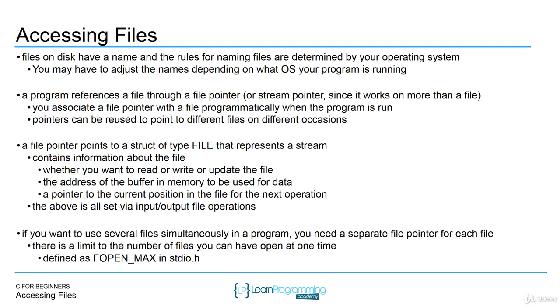If you want to use several files simultaneously in your program, you have to create a separate file pointer for each file. You can only reuse the file pointer if you're reading and writing at different times. There is a limit to the number of files you can have open at one time. You can look at the limit in standard I/O, where there's a constant defined, FOPEN_MAX. It depends on what operating system you're running on. But you usually do not want to open a ton of files at once. Writing and reading files is an expensive operation because you're writing to the hard drive. It's not as fast as writing to memory, so it takes time and it can cause your program to be less responsive. So you don't want to have 10 files open and writing at the same time.